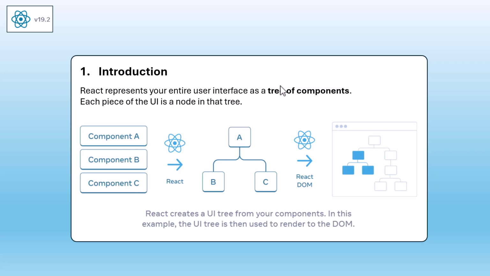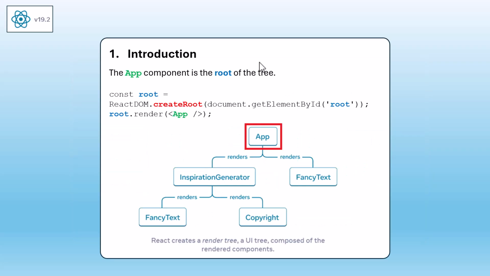1. Introduction. Let's begin with a simple idea. Every user interface you build in React can be represented as a tree. This concept is fundamental to understanding how React thinks about your application. Imagine your UI as a set of boxes inside boxes, each box representing a piece of the interface. This mental model is what allows React to efficiently update, render, and organize your components.